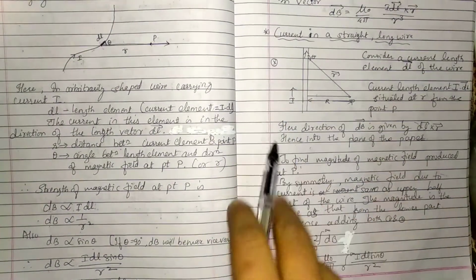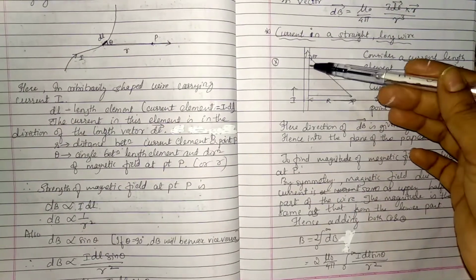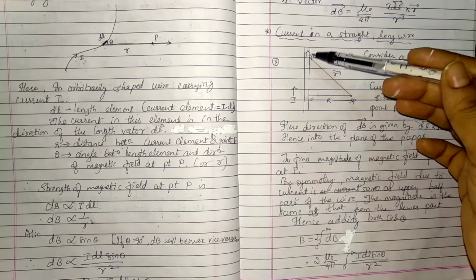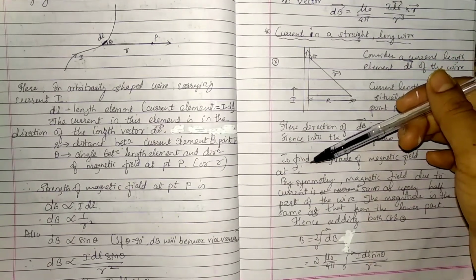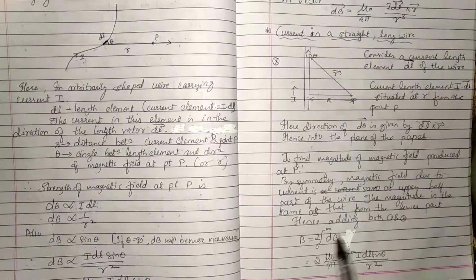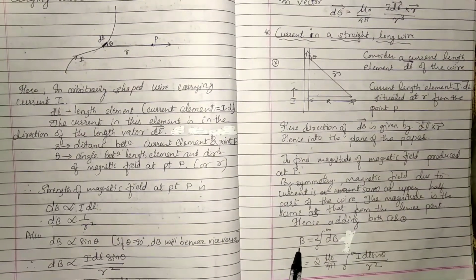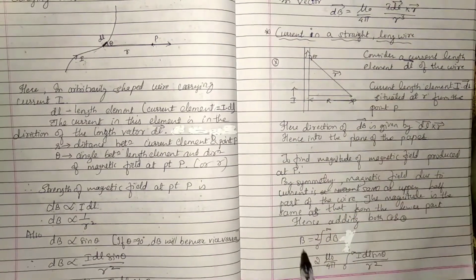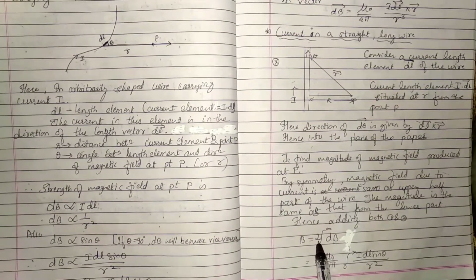Because of the symmetry of the wire, the magnetic field due to the current in the upper half of the wire is the same as that due to the lower part. So when you divide it into two sections, the total strength of the magnetic field at point P is 2 times dB. Why 2 times?